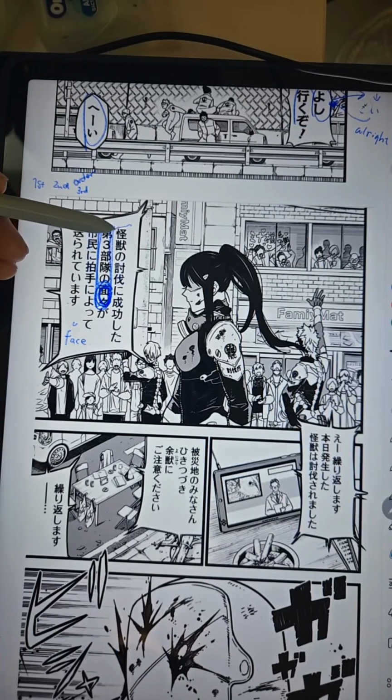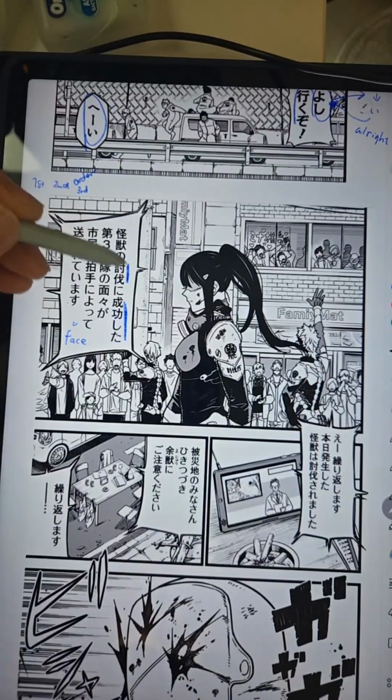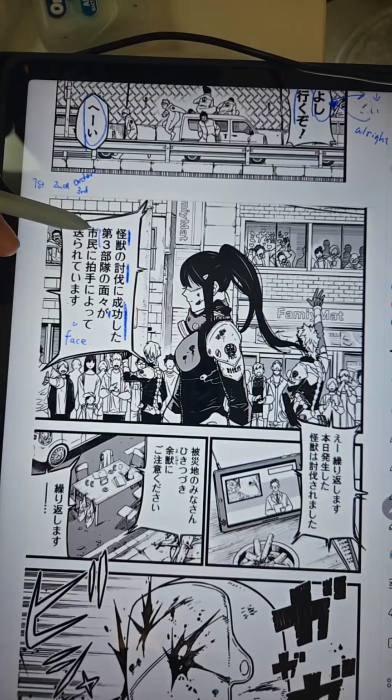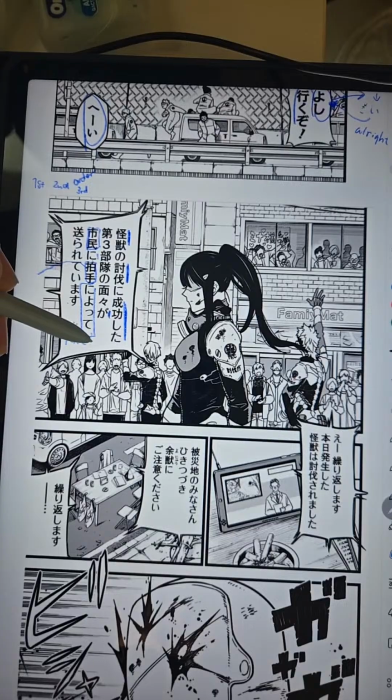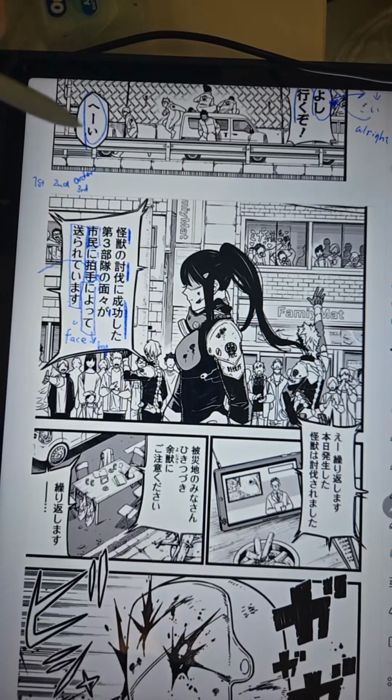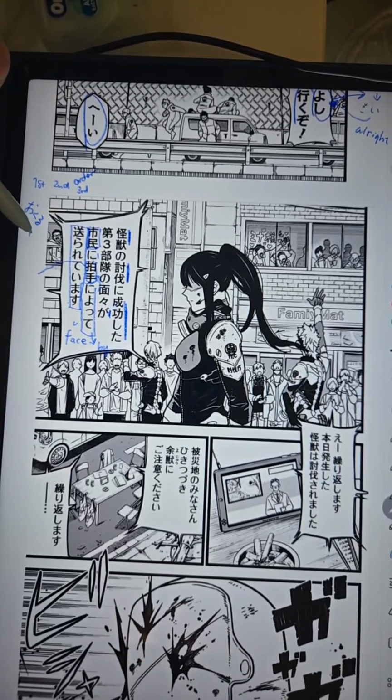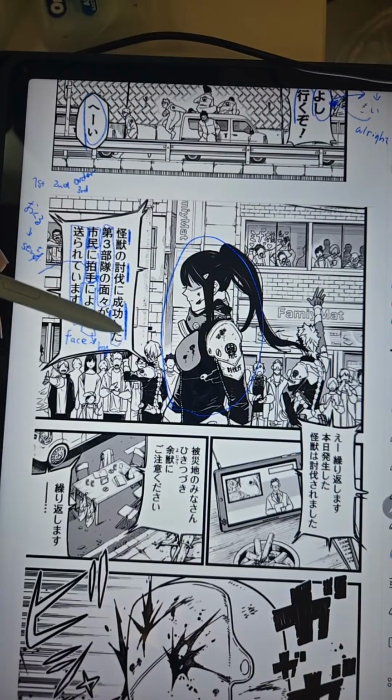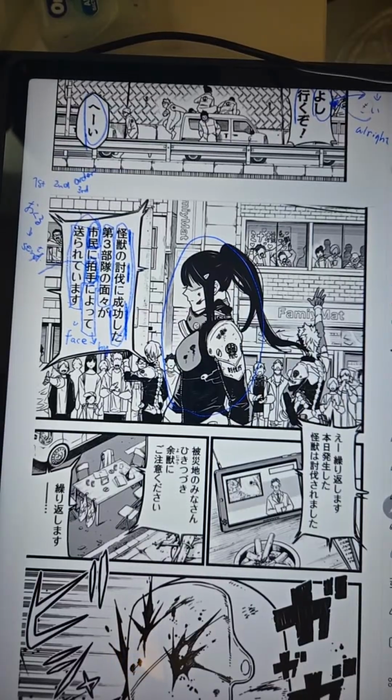This one is connected with this first sentence here, 成功した, using the noun qualifying sentence, meaning the people from the third troop who succeeded in eliminating the monster が市民, citizens, に拍手, clap or applaud, によって is basically by clapping に送られています。送られる is using the passive form. 送る normally is to send, so being sent as passive form, meaning they're being welcomed. So these people from the third troop who succeeded in eliminating the monster are being welcomed by the citizens with an applause. So people are really happy that they killed a monster.